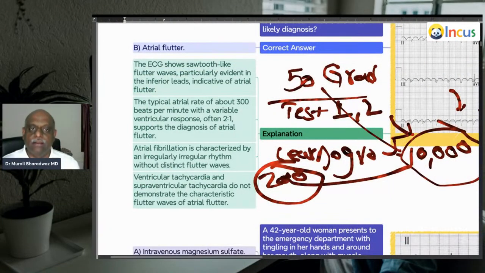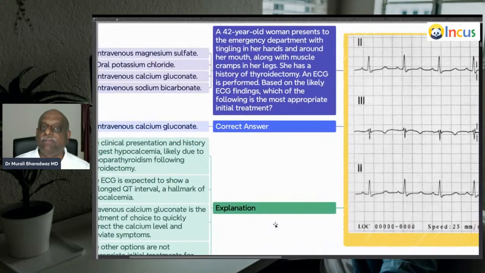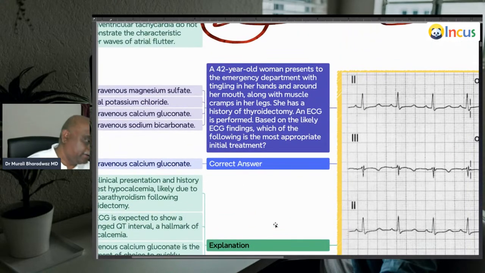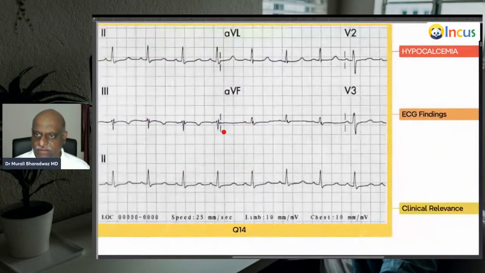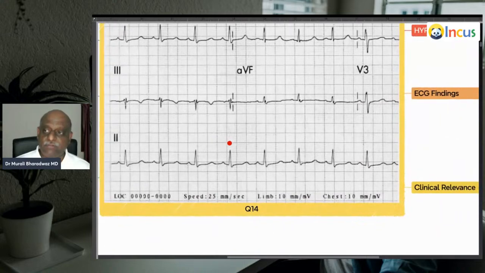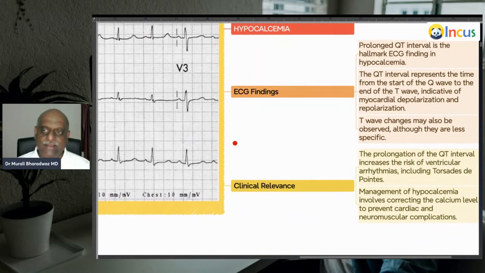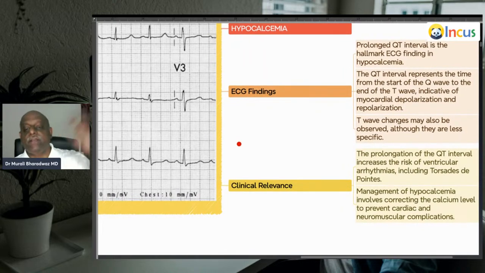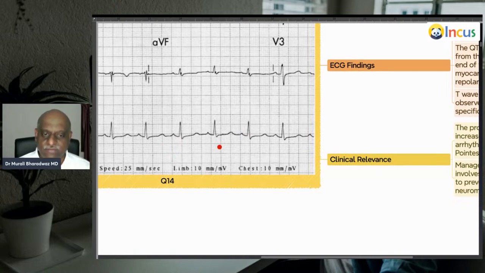So, what you are having is atrial flutter. A 42-year-old woman presents to the emergency with tingling in her hands and around her mouth along with muscle cramps. ECG is being performed. So, carpopedal spasm, what do you see in this? The QT interval. Typically, the prolongation of the QT interval is a very important key feature that you are able to see here.